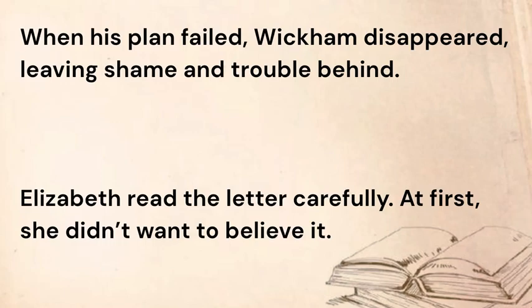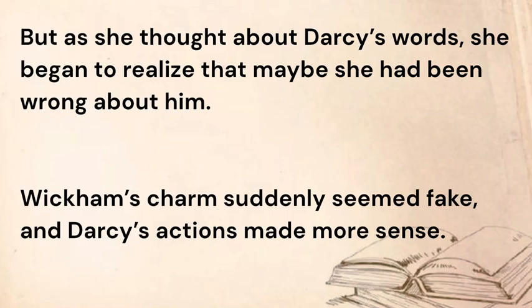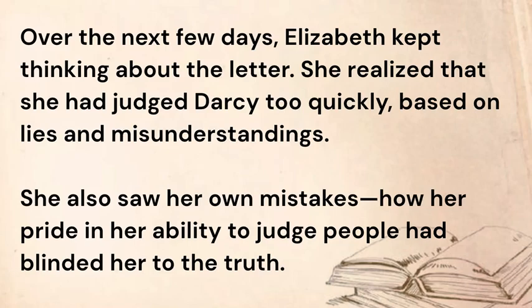Elizabeth read the letter carefully. At first, she didn't want to believe it, but as she thought about Darcy's words, she began to realize that maybe she had been wrong about him. Wickham's charm suddenly seemed fake, and Darcy's actions made more sense. Over the next few days, Elizabeth kept thinking about the letter. She realized that she had judged Darcy too quickly, based on lies and misunderstandings.